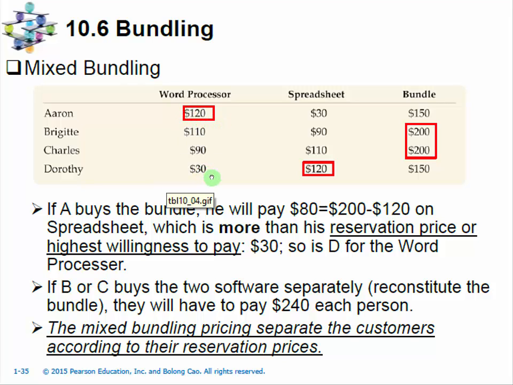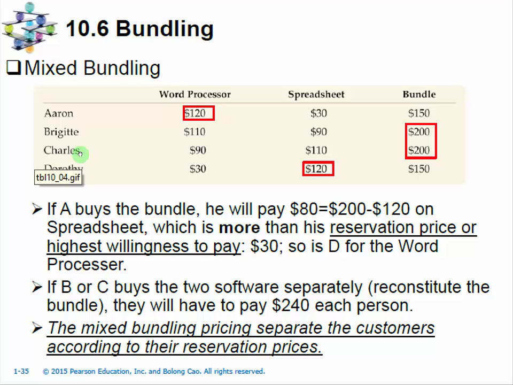The situation is the same for Dorothy. Dorothy looked at the standalone price for the spreadsheet and the bundling price. She figures out that if she pays for the bundle, she will have to pay $80 on the word processor, for which she only has a reservation price of $30. So Dorothy will also only purchase the spreadsheet instead of purchasing the bundle.